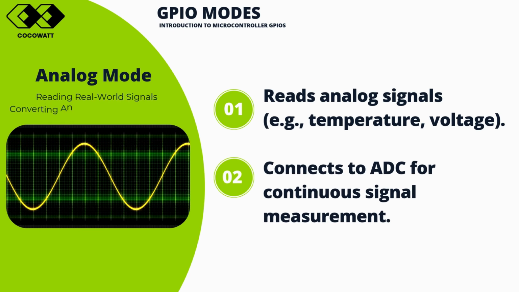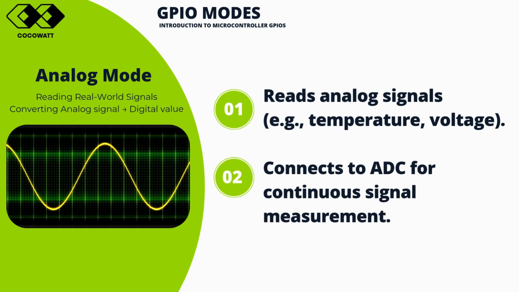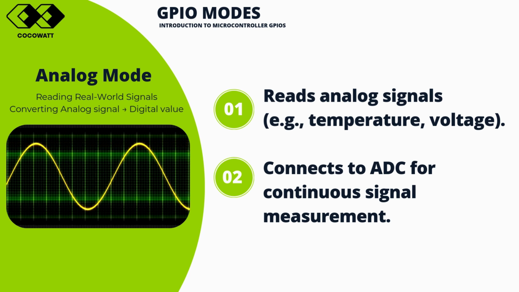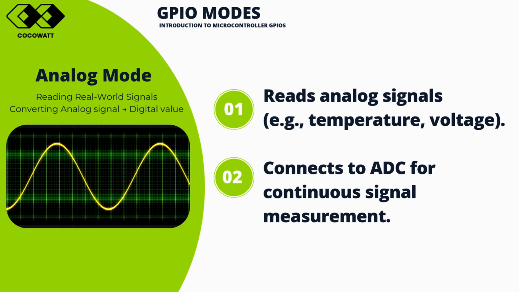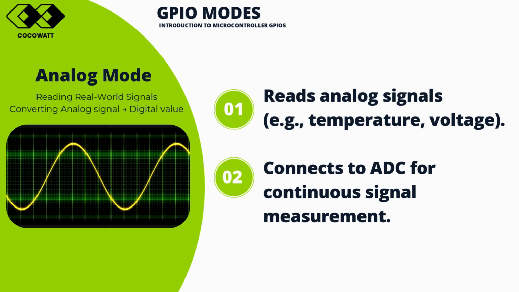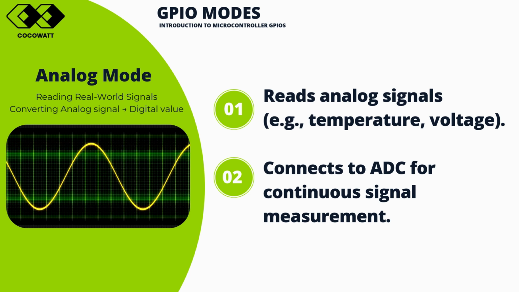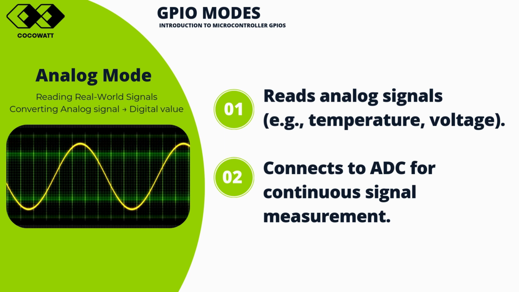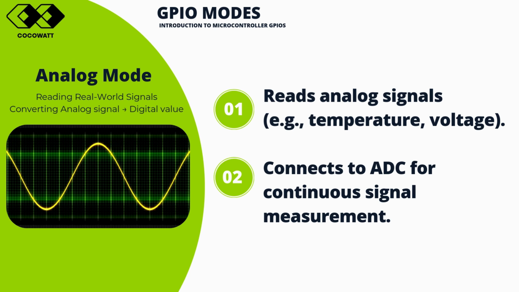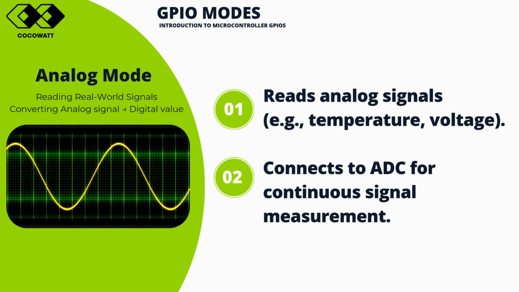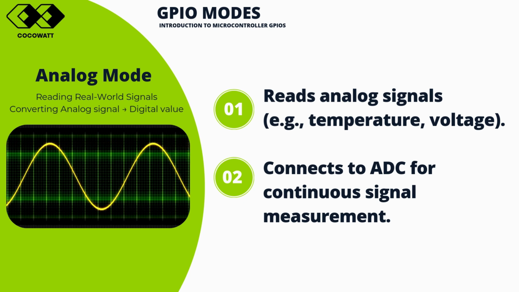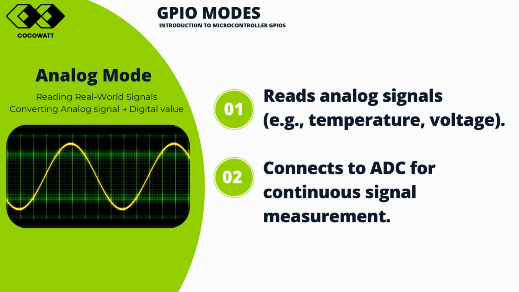Some GPIO can also be configured in analog mode. This is commonly used in applications where we need to read real-world analog signals such as temperature, voltage levels, or sensor data. Let's say you are designing a battery monitoring system for an electric vehicle. You need to measure the battery voltage, which varies continuously. By configuring a GPIO in analog mode and connecting it to the microcontroller ADC pin, you can accurately measure the battery voltage and display it on a dashboard.